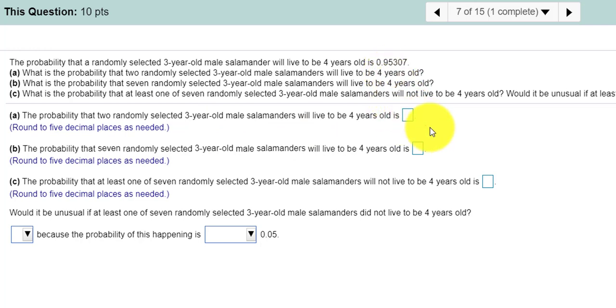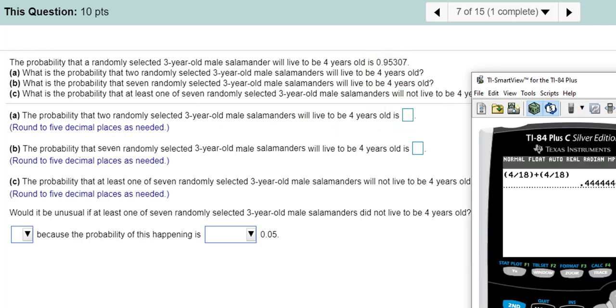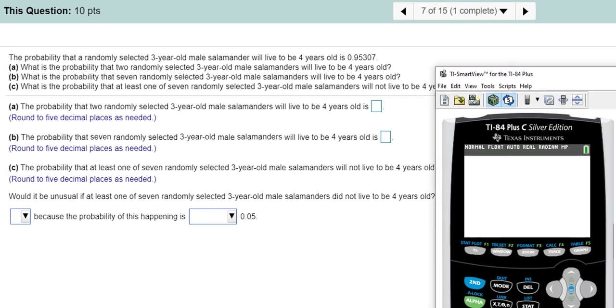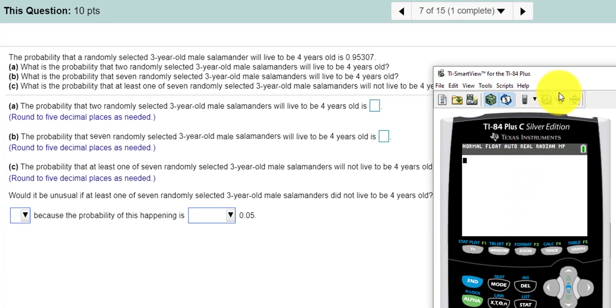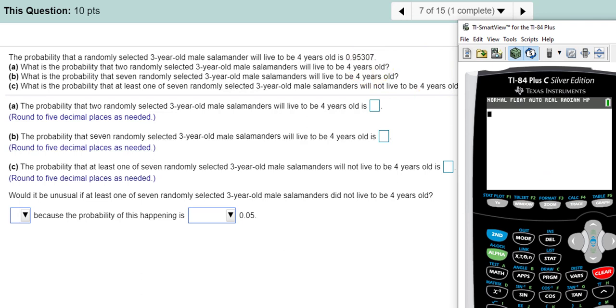This is like 95%. So what we need to do is take 0.95307 times 0.95307, or in this case, we could just raise it to the second power and put that answer in. So I'm going to enter 0.908. How many decimals? 5 decimal places. So we're going to round all the way out to 1, 2, 3, 4, 5.